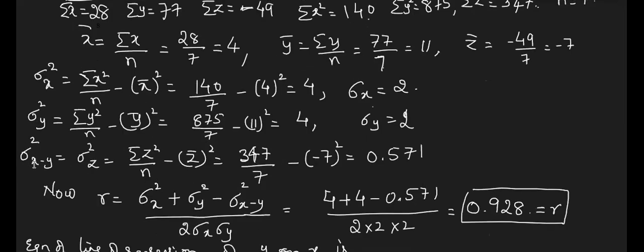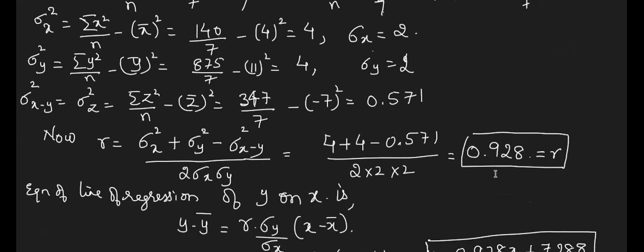So similarly, sigma square x minus y is nothing but sigma square z because we have taken z as x minus y. Okay. Now, use the formula and calculate. You will get the value as 0.571. Now let us calculate the coefficient of correlation first, which is r, given by the formula sigma square x plus sigma square y minus sigma square x minus y upon 2 into sigma x sigma y. Remember the formula. Substitute, simplify, the value is 0.928. So again, roughly it is correct because it is less than 1.